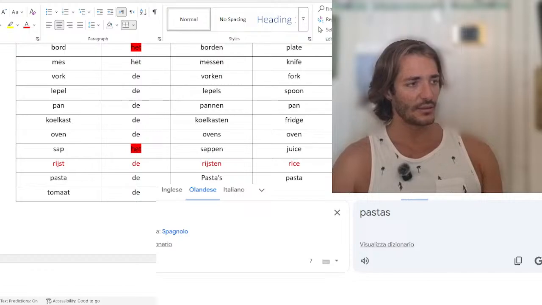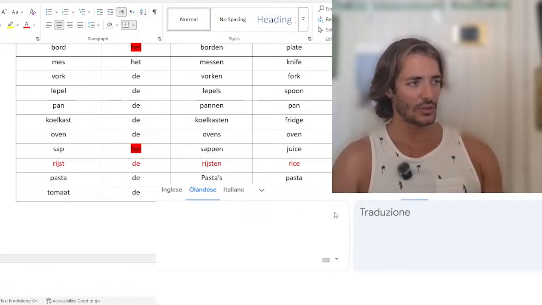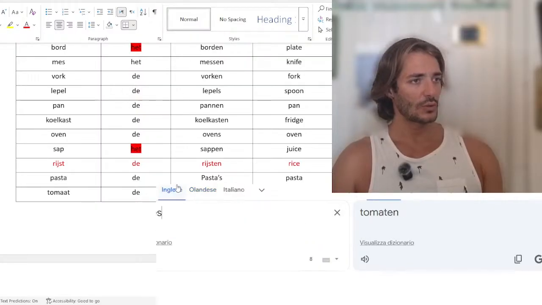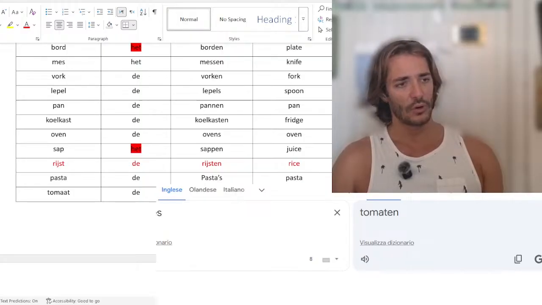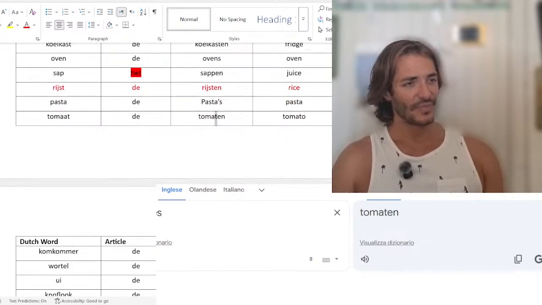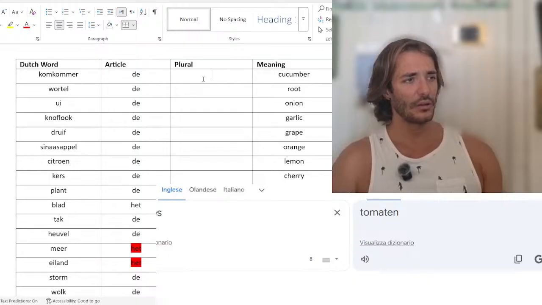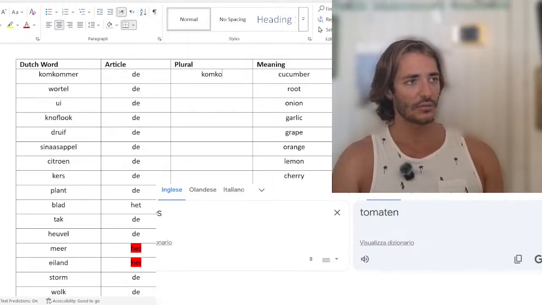Tomaten. Here the double A becomes one A. Tomatoes. Tomaten, yes. Tomaten. If there was a double T, tomaten, the A would be shorter, I think. Yeah. Komkommers.